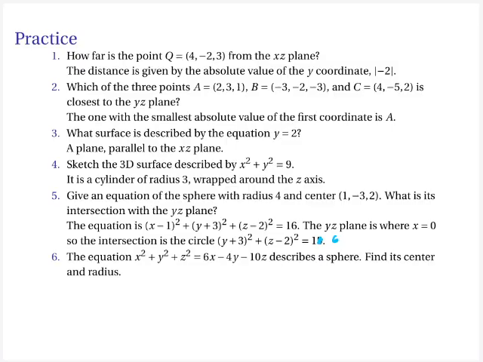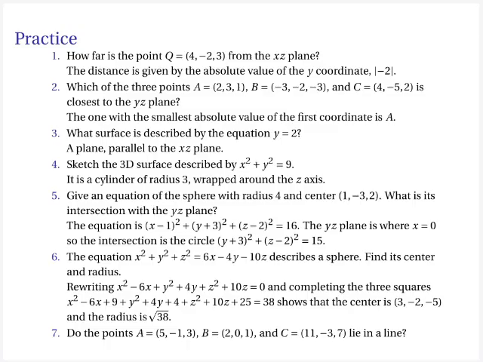Okay, and this is going to be a complete the square one. So we've got x squared minus 6x, y squared plus 4y, z squared plus 10z. When you complete the square, x squared minus 6x plus 9 is x minus 3 quantity squared. Y squared plus 4y plus 4 is y plus 2 quantity squared. Z squared plus 10z plus 25 is z plus 5 quantity squared.